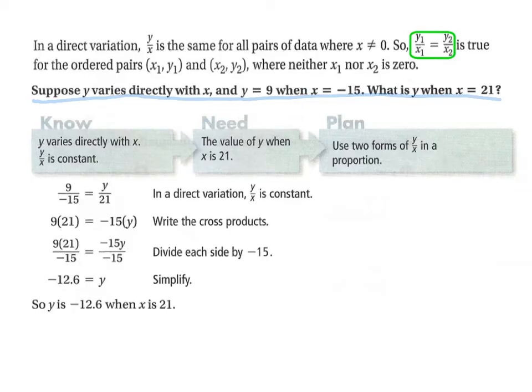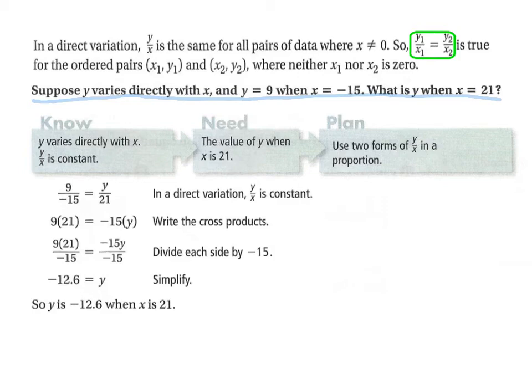They're going to give you a situation where it says, well, y varies directly as x, and y equals 9 when x equals negative 15. Then what happens if I change the x? What will happen to the y? So let's go ahead and run through a couple ways to do that.